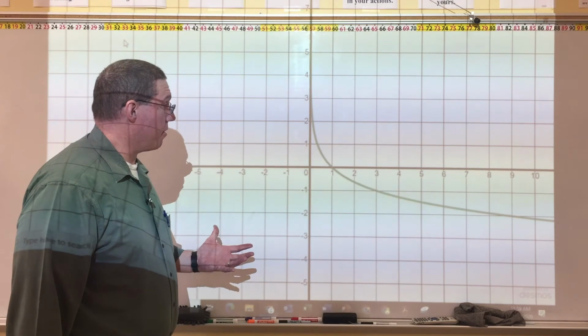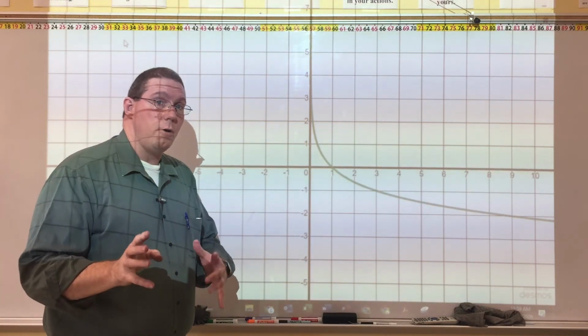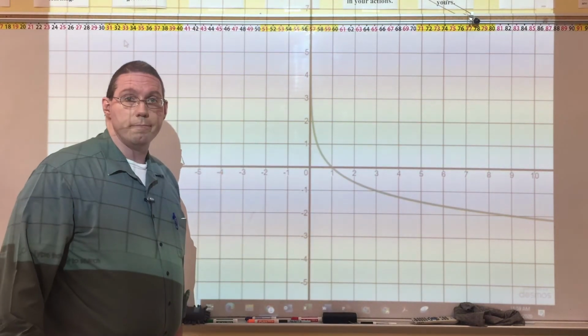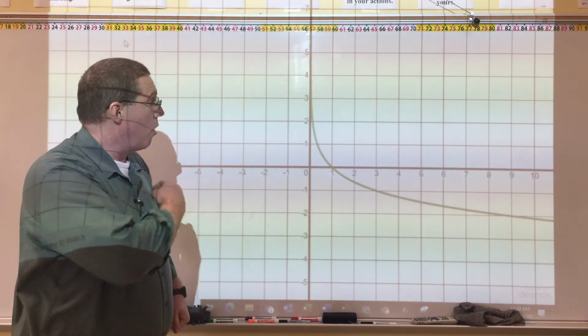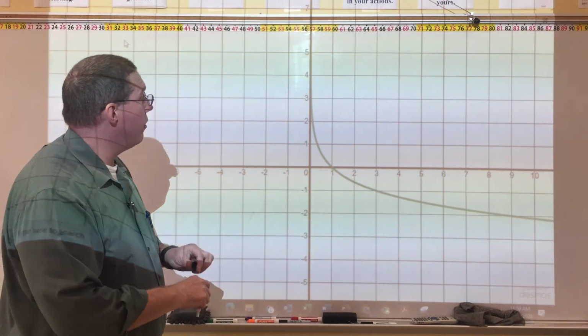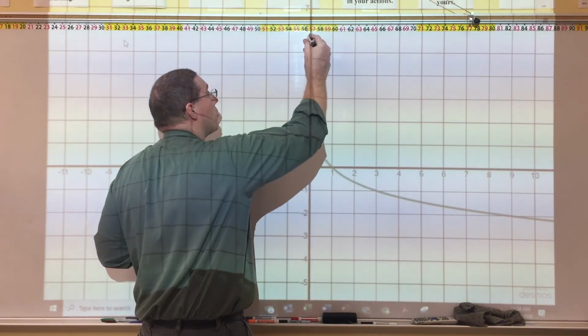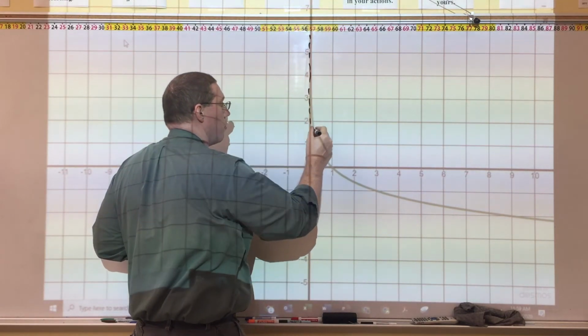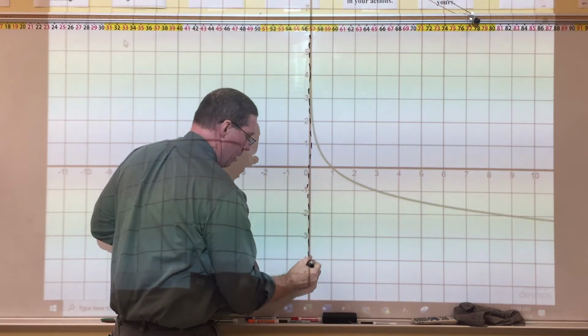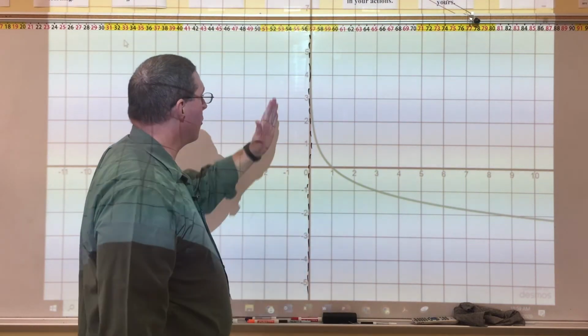All right, for this last example, why don't you go ahead and pause the video and see if you can figure this out on your own. All right, so the first thing we're going to do is put in the vertical asymptote. We can see that it's going vertical right here at the y-axis again, because we haven't shifted it yet. We haven't done any translations yet. So there's our vertical asymptote.